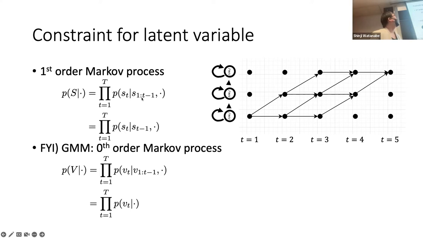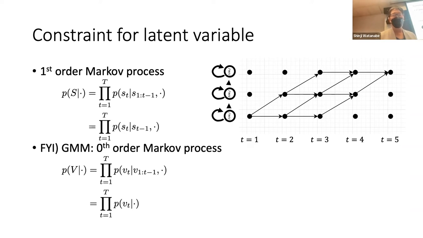And in the general first order Markov process, hidden Markov process, we eliminate almost all the history, and it depends only on the previous state. So this is a kind of property or constraint of this hidden Markov model latent variable. By the way, with this property, we can make this problem solvable. Otherwise, it is very difficult to solve the HMM.